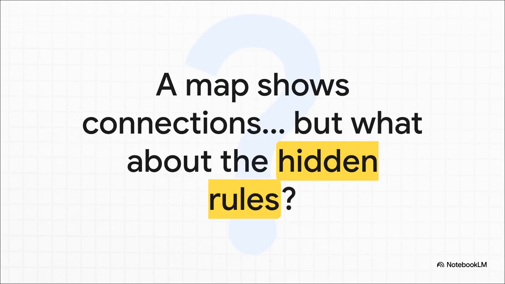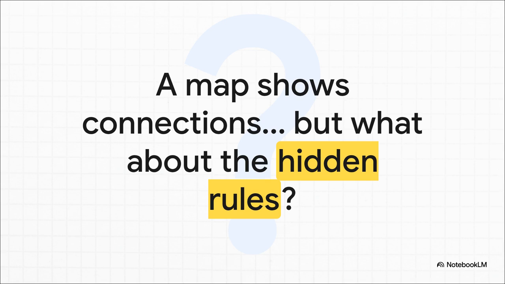Okay, so now we have our map. That's awesome, right? But a map only shows you the roads. It doesn't show you the traffic lights or the stop signs. So what about those hidden rules? The ones that stop total chaos from breaking out? You know, the rules that prevent those catastrophic network-killing loops?